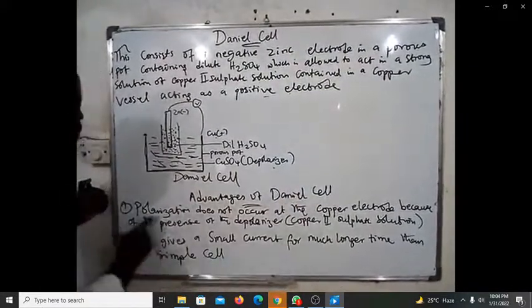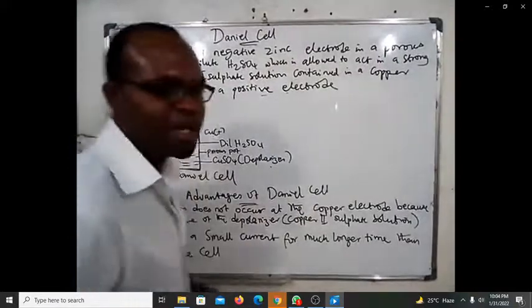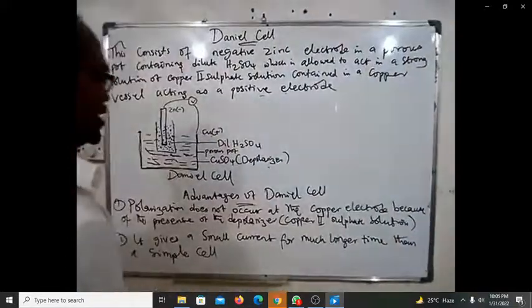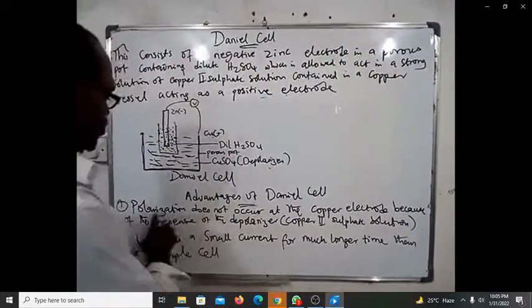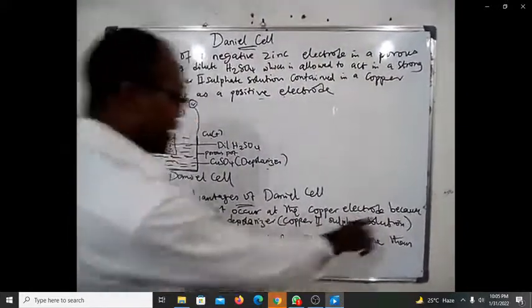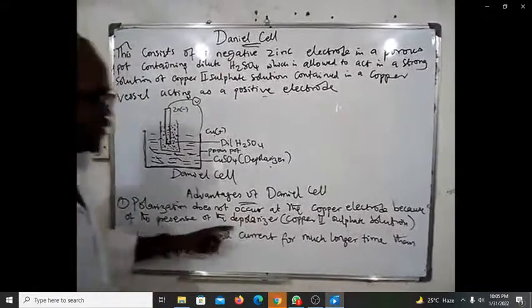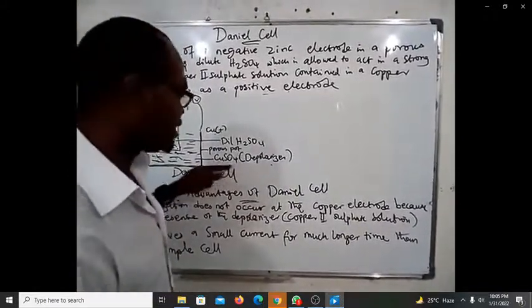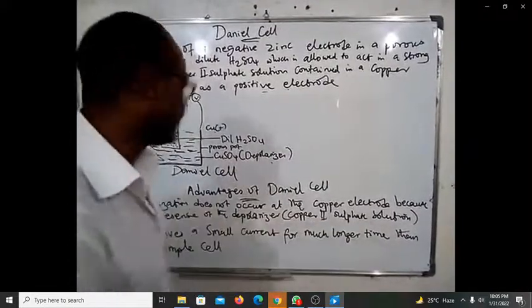Number one is that polarization does not occur in Daniel cell. Why? Polarization does not occur at the copper electrode because of the presence of the depolarizer, known as copper 2 sulfate solution.